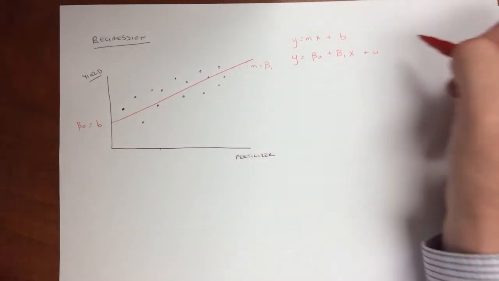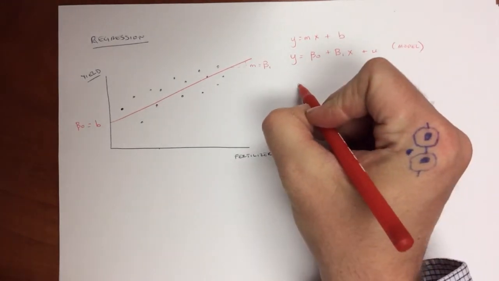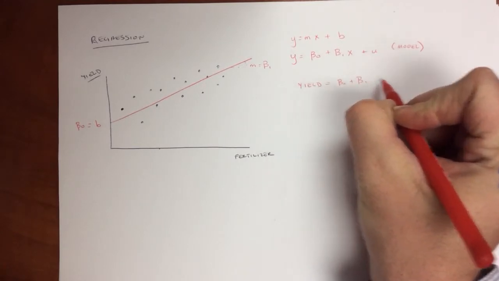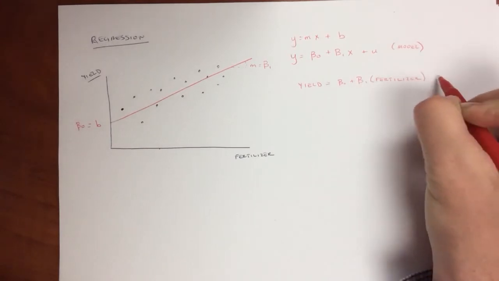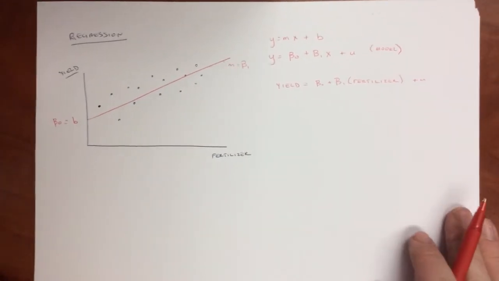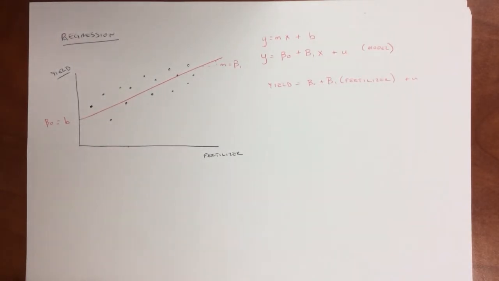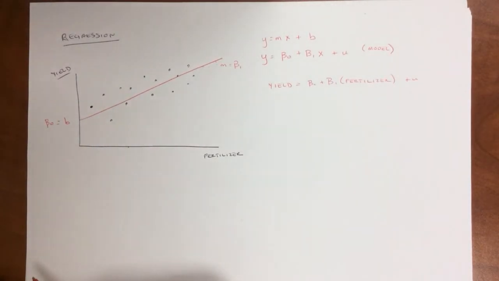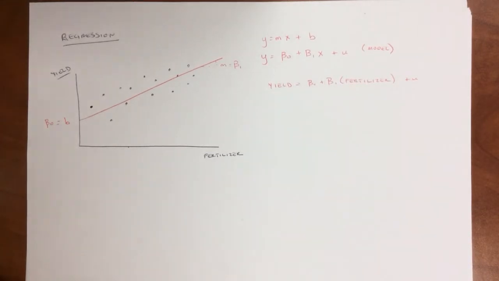So to write out the model, so this is what we call our model. Our model is going to be yield equals beta naught plus beta 1 fertilizer plus u. And the reason we have this plus u is because there's other things that affect the yield that's not fertilizer. So the amount of precipitation the land receives, the amount of water in the same sense, amount of sunlight, the quality of the soil, all these things are going to also affect yield, but we just want to find the relationship between fertilizer and yield.